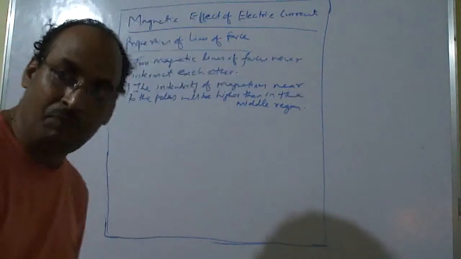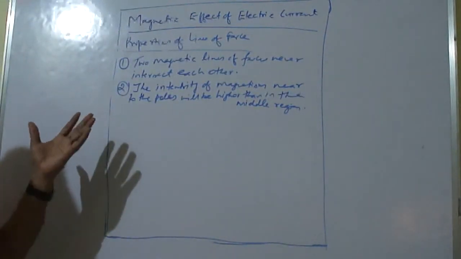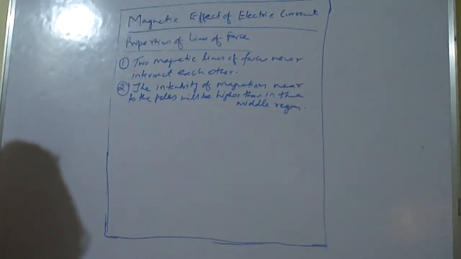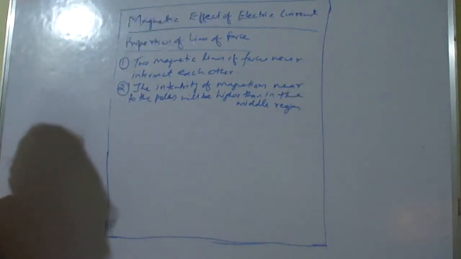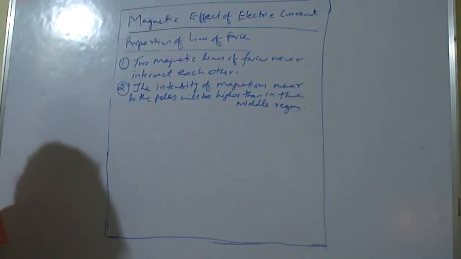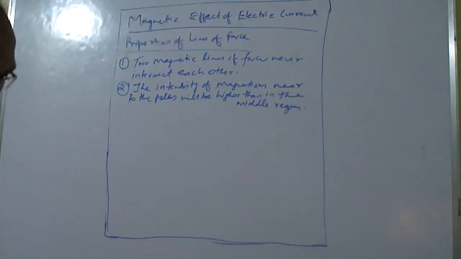The same we can verify with the activity we conducted with a piece of paper, keeping iron filings and moving the bar magnet at the bottom of the paper. So the same lines of force we will be able to observe.